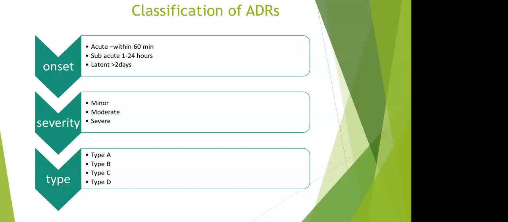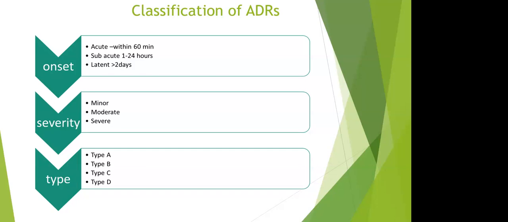So, type A, B, C, and D. Type A, augmented reactions. These are the reactions which can be predicted from the known pharmacology of the drug. So it is dose dependent, and the reaction can be alleviated by dose reduction. For example, anticoagulant-induced bleeding and beta blocker-induced bradycardia.